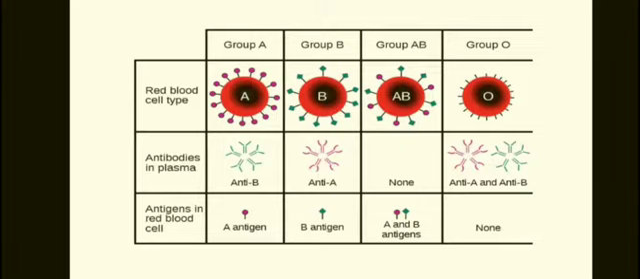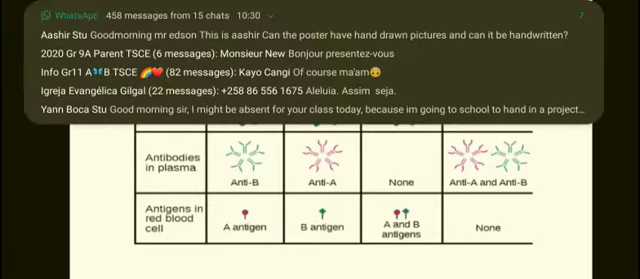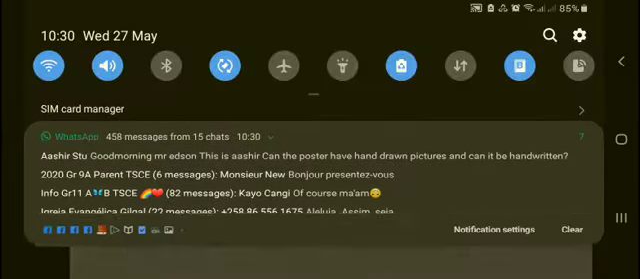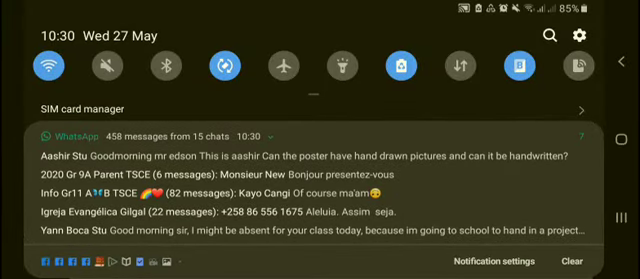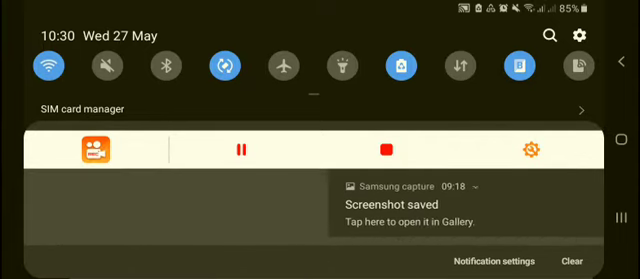Blood group O do not display any antigen on the surface of their red blood cells. They are called universal donors because they don't display any antigen, so they can donate their blood to any person of any blood group. O can give their blood to A, AB, B, and O.